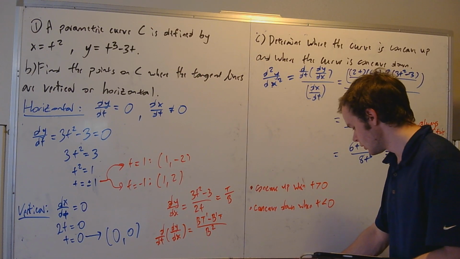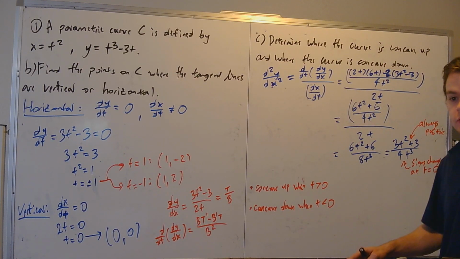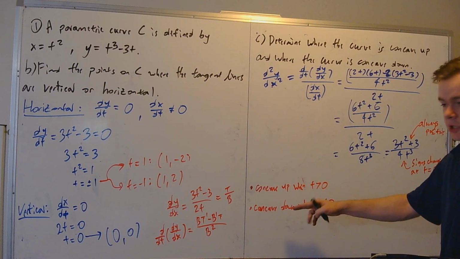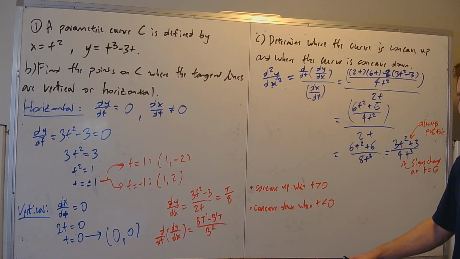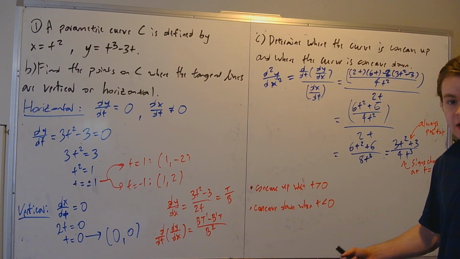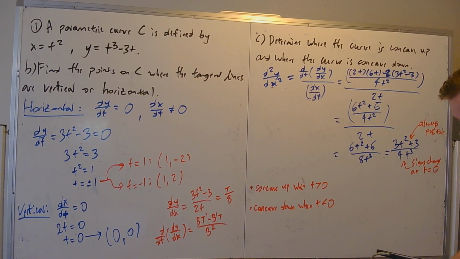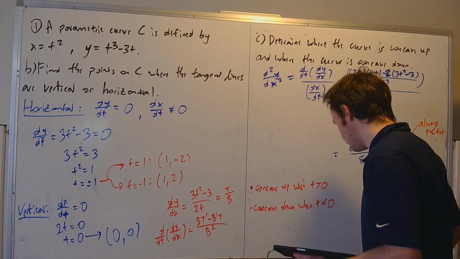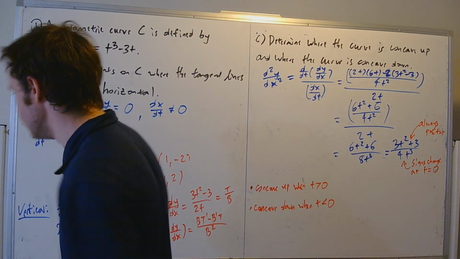So remember, concave up and concave down, that means the rate of change is increasing, and this means that the rate of change is decreasing, or the slope of the tangent line is increasing versus the slope of the tangent line is decreasing. Now, we want to use all of our information that we've gathered so far to sketch the curve. That's going to be part D.